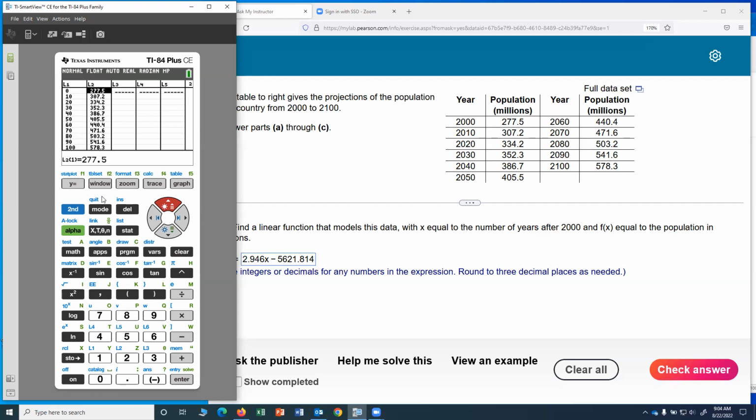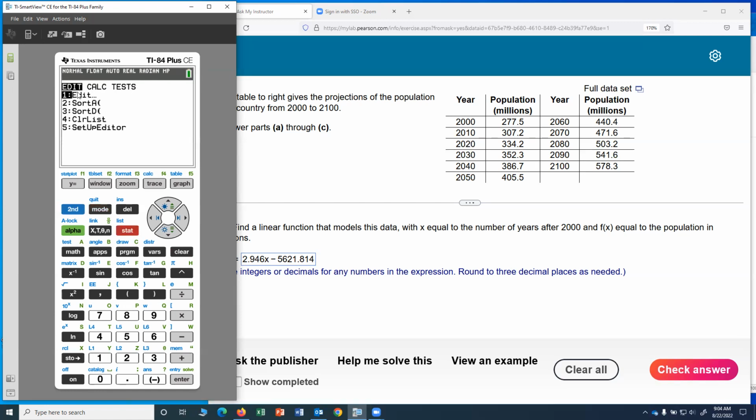So what I'm going to do now is go back to my home screen. I'm going to do second mode to get back to my home screen. I go back into stat, but this time, instead of editing my list, I want to go to the calc menu. So I use my right arrow, go to the calc menu, select number 4, LinReg ax plus b. So that will find me a linear regression function. My x's are in list 1, my y's are in list 2, so that's all matching up.